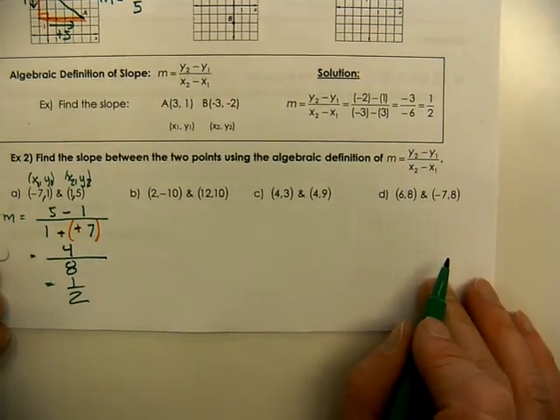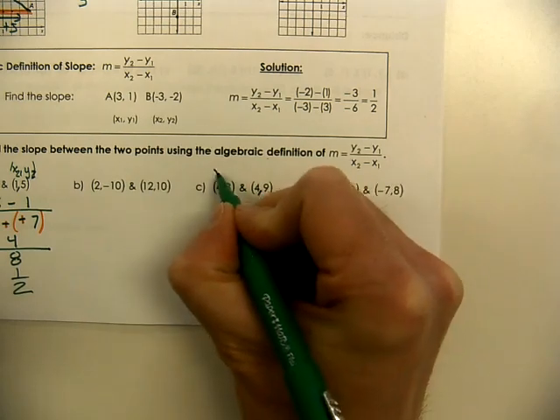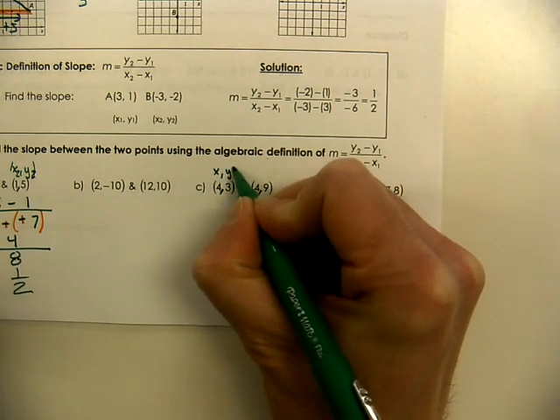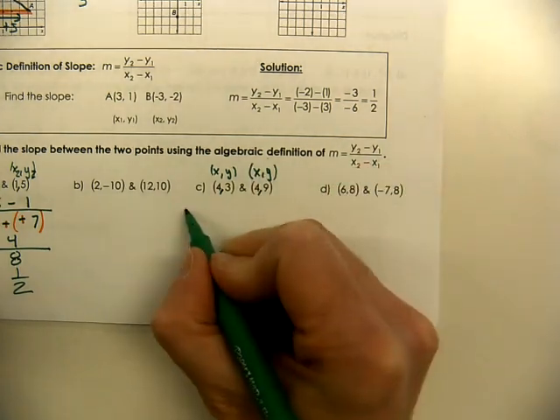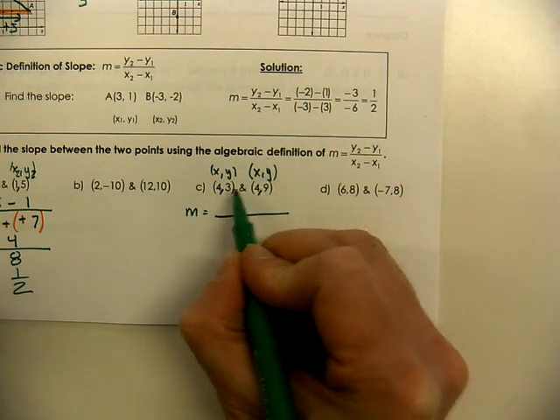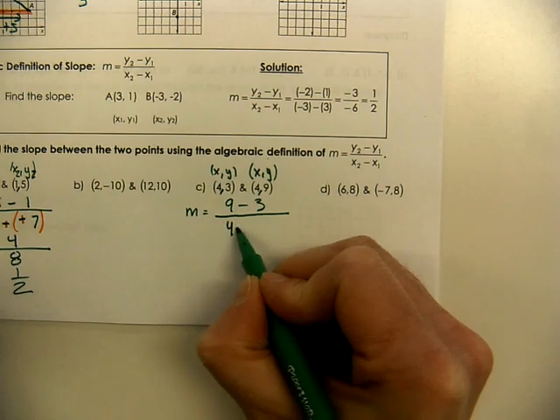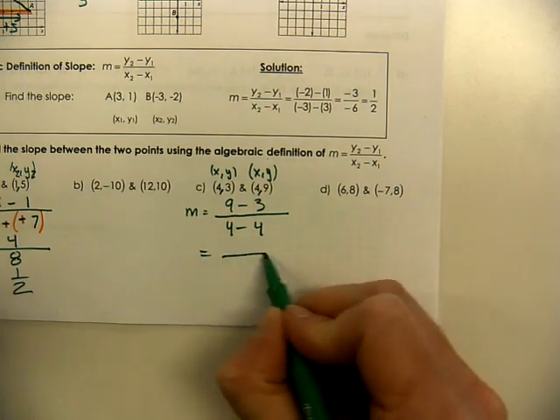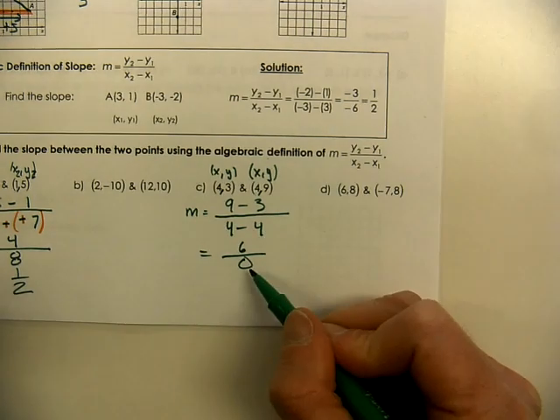Let's jump over to part C and part D. Again, find the comma there. That separates your x-coordinate from your y-coordinates. And here's our slope formula. The y-coordinates are 9 and 3, so 9 minus 3. The x-coordinates are 4 and 4, so 4 take away 4. So this gives us a strange situation where we have a 0 in our fraction.